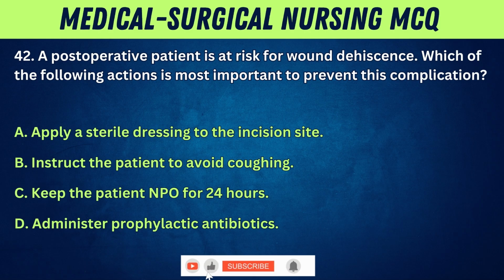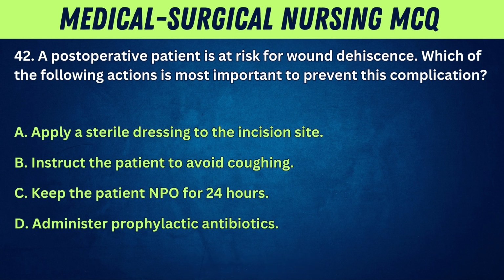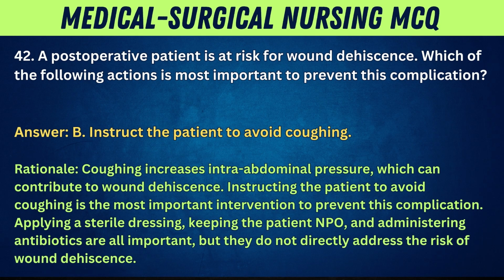42. A postoperative patient is at risk for wound dehiscence. Which of the following actions is most important to prevent this complication? A. Apply a sterile dressing to the incision site. B. Instruct the patient to avoid coughing. C. Keep the patient NPO for 24 hours. D. Administer prophylactic antibiotics. Answer: B.